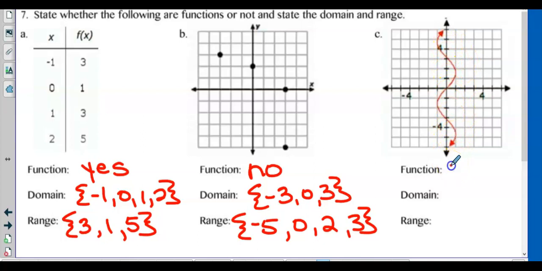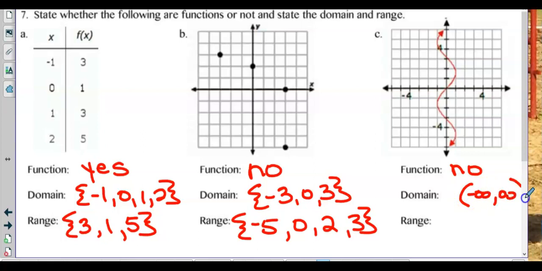Okay, and then the last one, this is also not a function because it does not pass the vertical line test. I was looking at my key and it's wrong. This thing has arrows that go to the right and to the left. If it had just points down here, the domain would be different, but the domain's all real numbers. And so is the range.